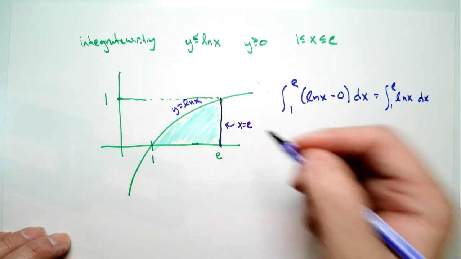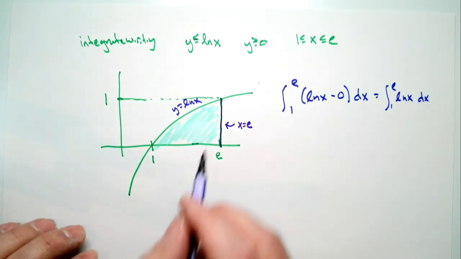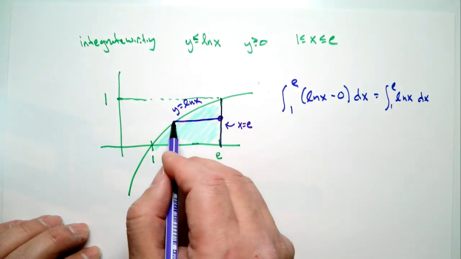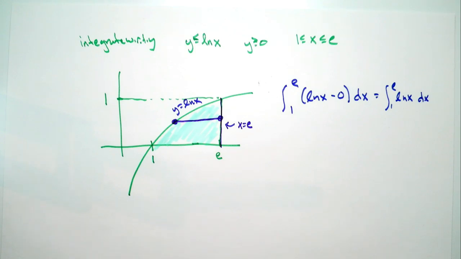It's x equals e. And we're going right minus left. All right. So I have this curve y equals natural log of x.